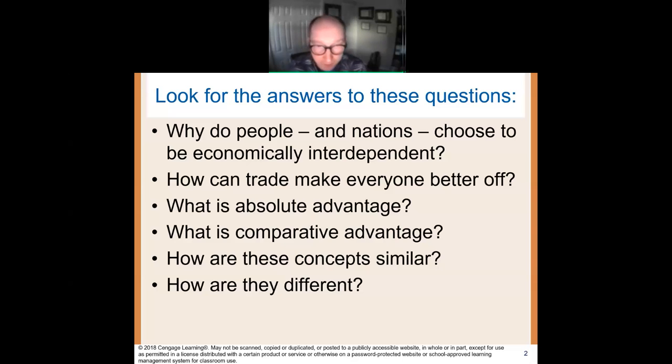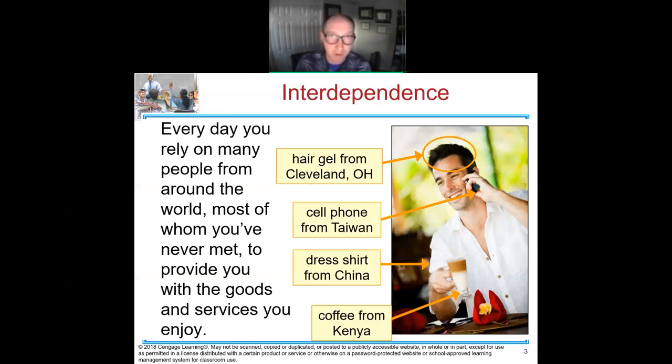What is an absolute advantage? When one trading partner has an advantage over the other. What is a comparative advantage? When there is a trade-off between the two. And so let's talk about all of these things. Interdependence: we rely on someone else to get something done.